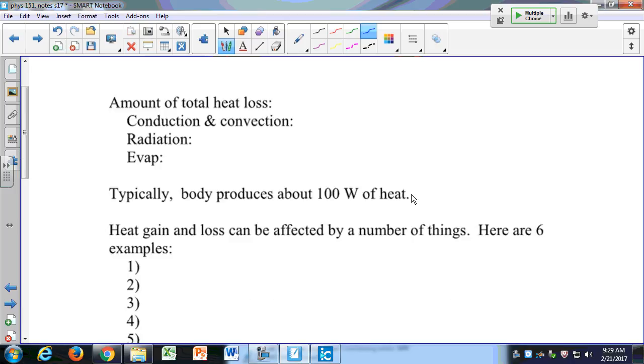So the typical amounts of heat loss are as follows. Conduction and convection make up about 20%. Radiation makes up about 50%. So you lose a lot of heat to radiation.